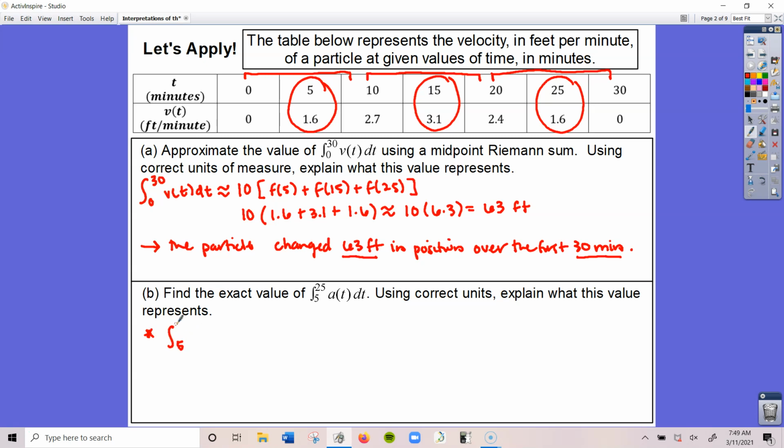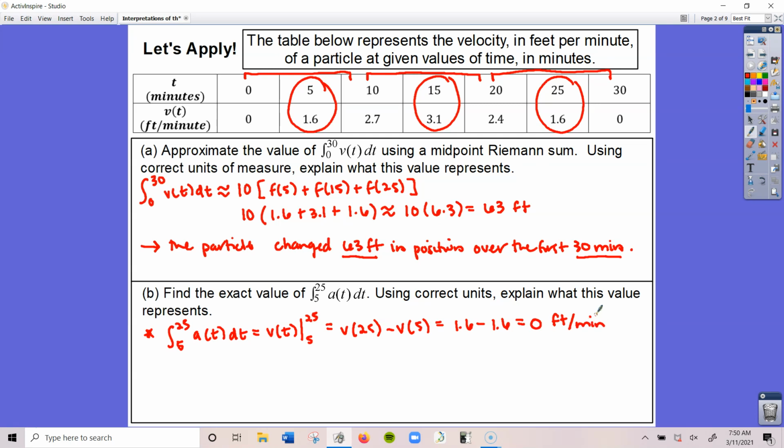So the integral from 5 to 25 of a of t dt is going to equal v of t evaluated from 5 to 25, which is equal to v of 25 minus v of 5. We can plug in those values. V of 25 is 1.6 minus v of 5, which is 1.6, and you end up with 0. Now since we integrated and we got velocity, this is 0 feet per minute.